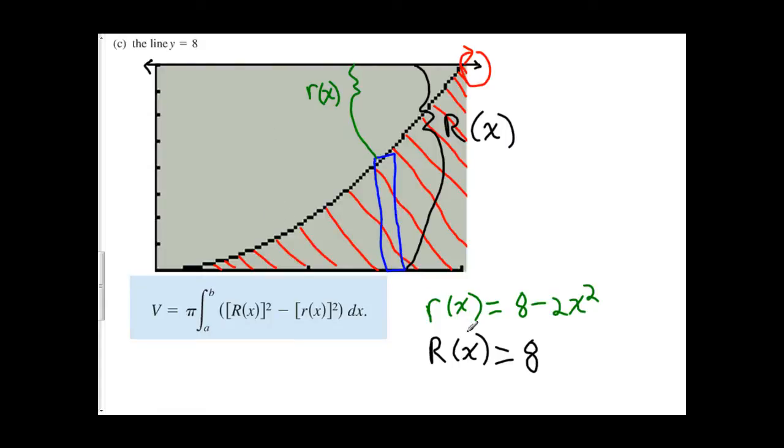So this is my lowercase r of x, this is my uppercase R of x, and the only thing I need to do now is find a and b. Well, since we're integrating with respect to x, using dx, a and b are going to be the x values where the region starts and ends. So a is equal to 0, and the region ends at x equals 2, so b is equal to 2.